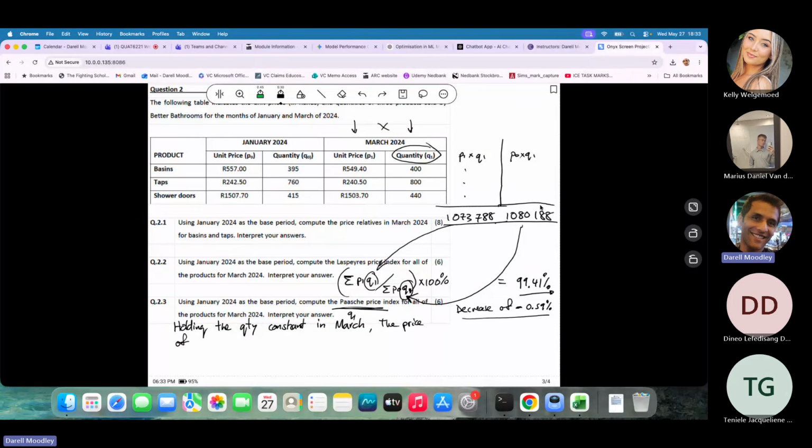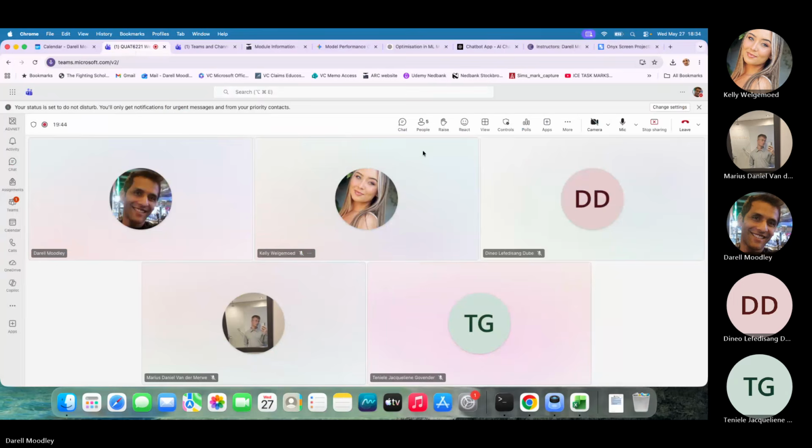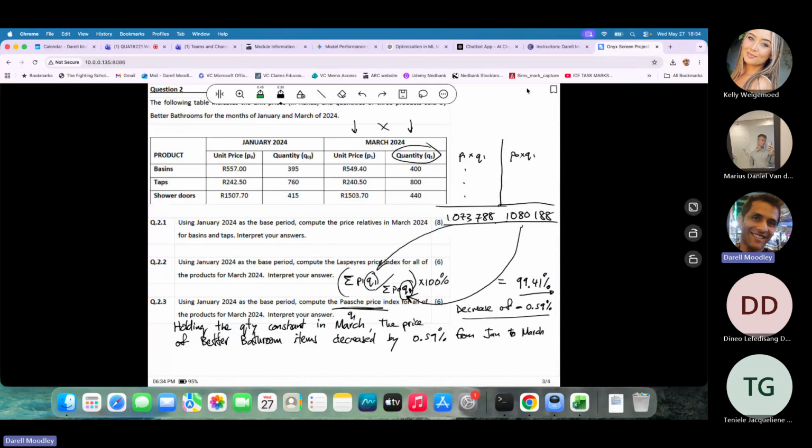All right. The price of bathroom items decreased by 0.59% from Jan to March. Okay, that's how you interpret it. Make sure you have all of those details. Any questions on this before I move on? Please ask away. But I'm just going to assume so far so good.